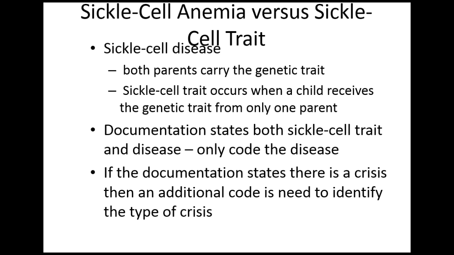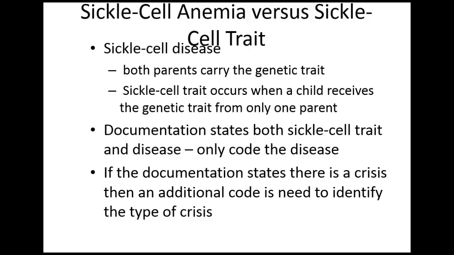Sickle cell disease or anemia, code 282.6, is a hereditary disease of the red blood cells. The disease is passed to a child when both parents carry the genetic trait. Sickle cell trait occurs when a child receives the genetic trait from only one parent. Patients with sickle cell trait, code 282.5, do not generally develop sickle cell disease. They are carriers of the trait.